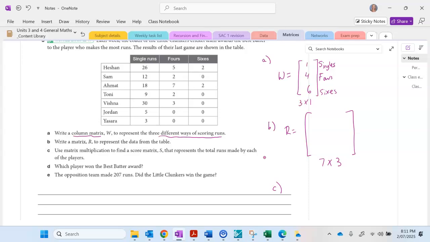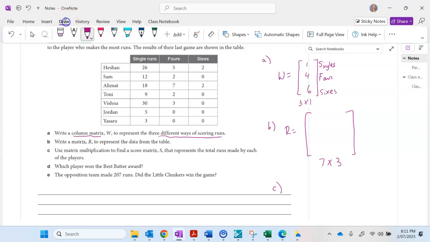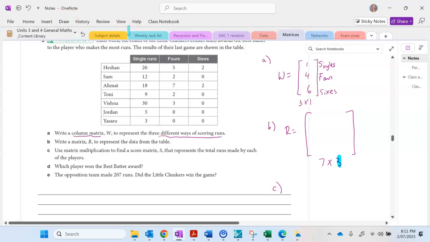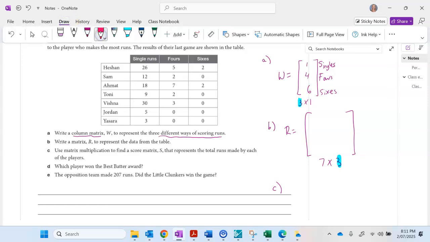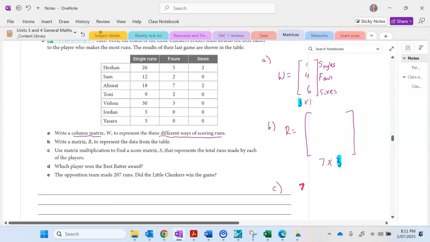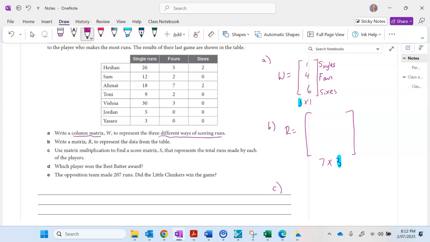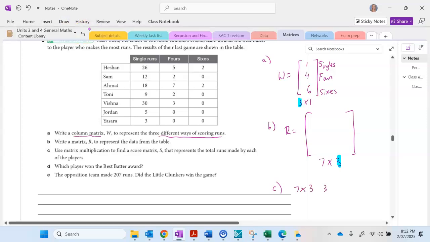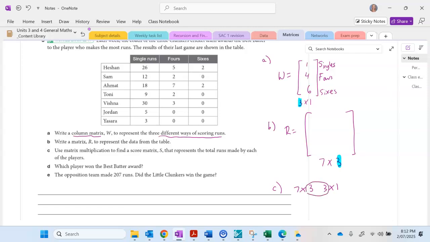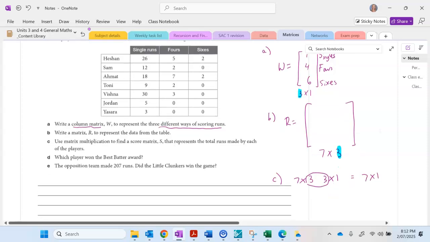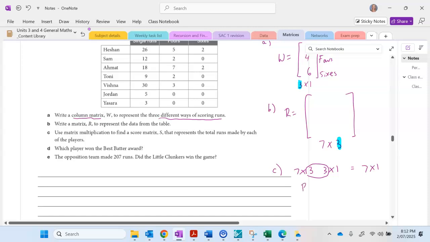So when we're doing our multiplication, remember the order matters. I'm just going to highlight this 3 has to match with this 3. So with our order, it has to be a 7 times 3, and then 3 by 1, because remember, these have to be the same. And then our product matrix will be a 7 by 1 matrix. So if we're doing 7 times 3, that's our matrix R, and we're going to multiply that by W to get matrix S. All right, so S is a 7 by 1 matrix, also a column matrix.